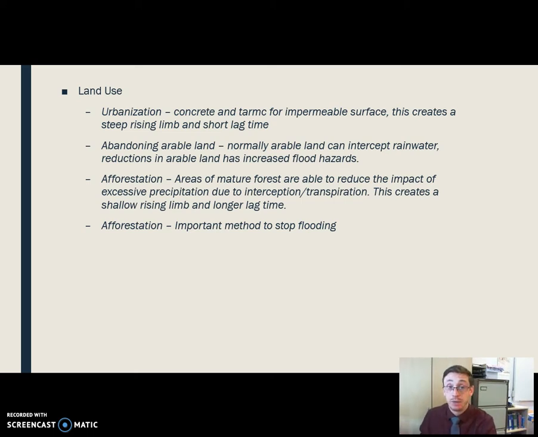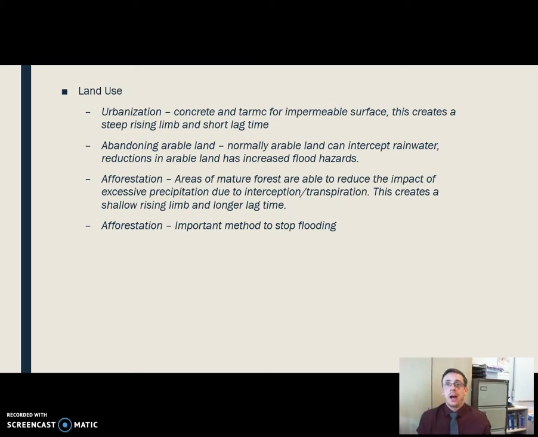this system even faster. You think literally, what is a storm drain designed to do? It is designed to move water through an area as efficiently as possible. So that's going to increase that rising limb and make that lag time even shorter again. Also going to increase peak flow in the river that it eventually empties out into.